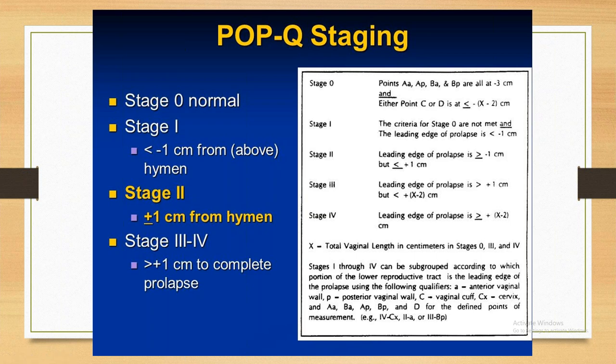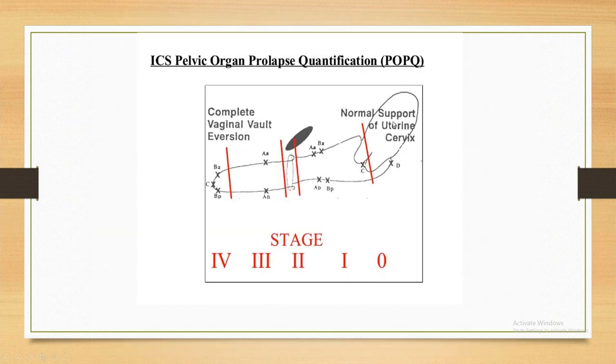Now, stage 2 prolapse is from greater than or equal to minus 1 to less than or equal to plus 1. So from minus 1 to plus 1, it becomes stage 2. Plus 1 to TVL minus 2, that is, if TVL is 10, then plus 1 to plus 8 becomes stage 3. And more than 8 becomes stage 4. I will tell you again exactly how this staging works.